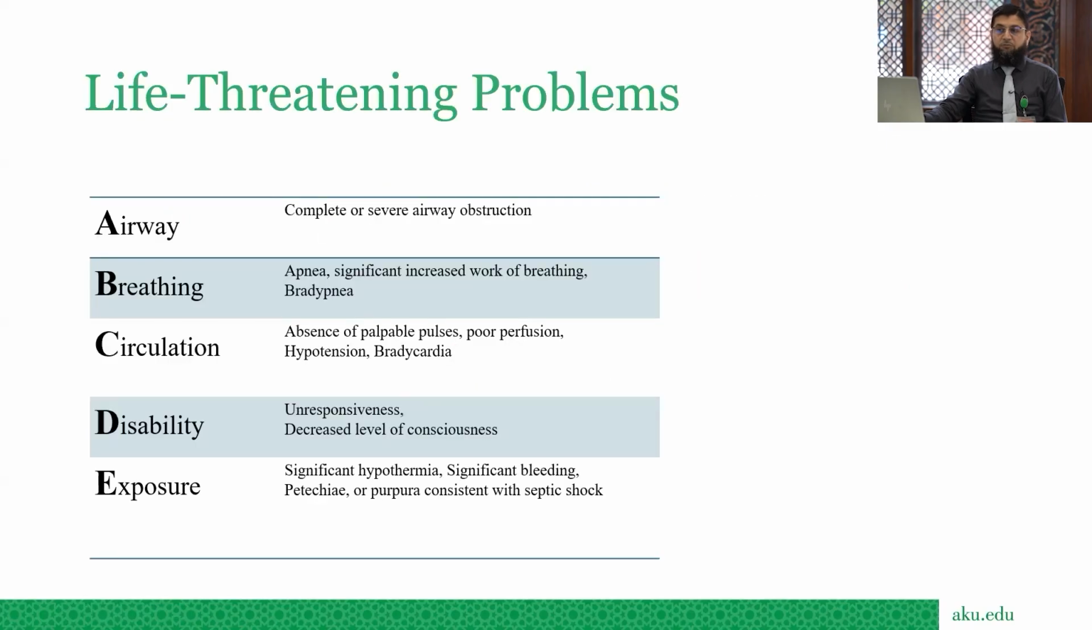So after the life-threatening problem, you need to go through the airway and breathing, that you need to make sure that the airway is patent and secure. If there is severe airway obstruction, you need to release that. In breathing, you need to look into if there is apnea, significantly increased work of breathing, or bradypnea. You need to look into circulation, that is absence of pulses, poor perfusion, hypotension, and bradycardia, and you need to treat them accordingly. If the patient is unresponsive in disability, or has decreased level of consciousness, you need to monitor them and provide adequate support.